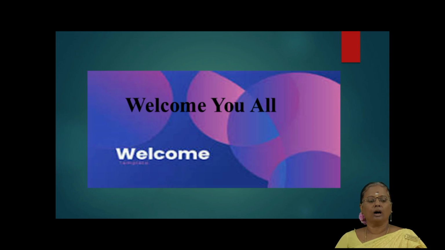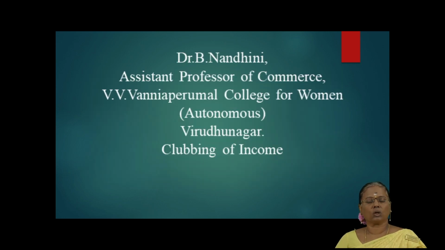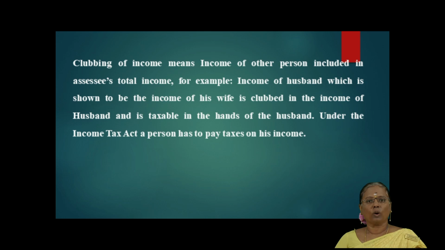In this video, I am going to give a brief note on clubbing of income and the provisions relating to clubbing of income under the course Income Tax Law and Practice 2. Let us see what is clubbing of income. Clubbing of income means the income of one person is included in the income of another person. For example, income of husband is to be included in the income of the wife. It is taxable in the hands of the husband.